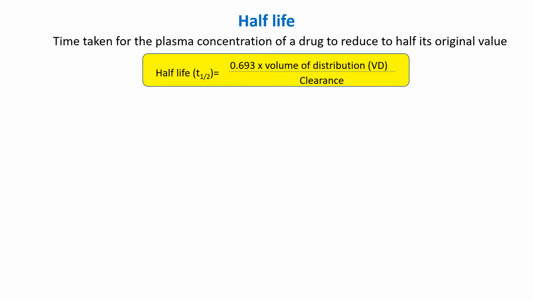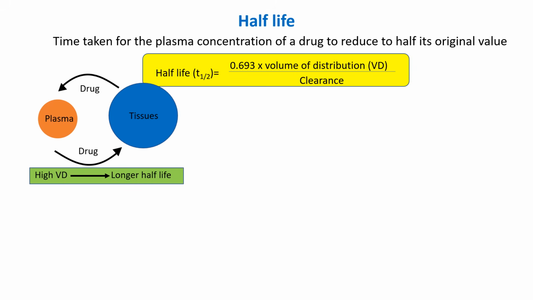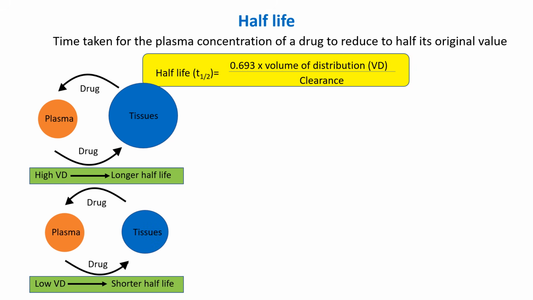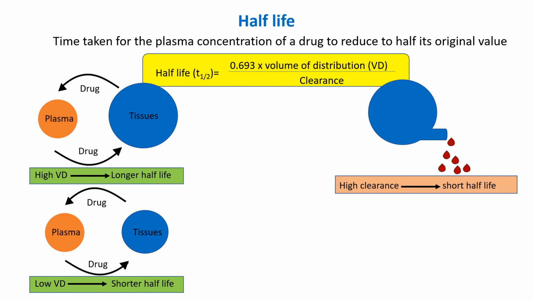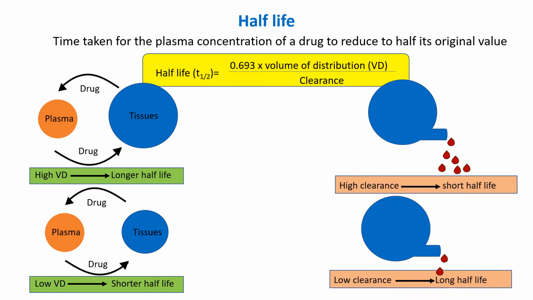When the volume of distribution is high, the drug is widely distributed in the body's tissue, leading to longer half-life. Conversely, when the volume of distribution is low, the drug remains mostly in plasma, resulting in a shorter half-life. A high clearance means the drug is eliminated more quickly, resulting in a shorter half-life. A low clearance means that the drug is eliminated slowly, leading to a longer half-life. The combined effects of volume of distribution and clearance determine the overall half-life of the drug.